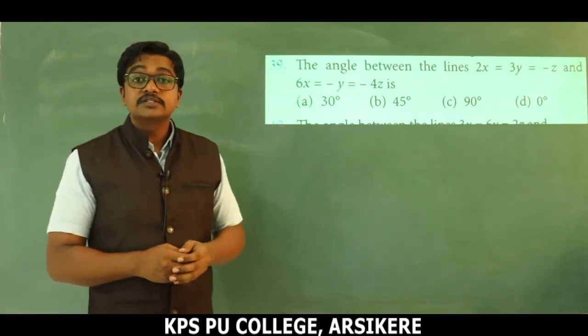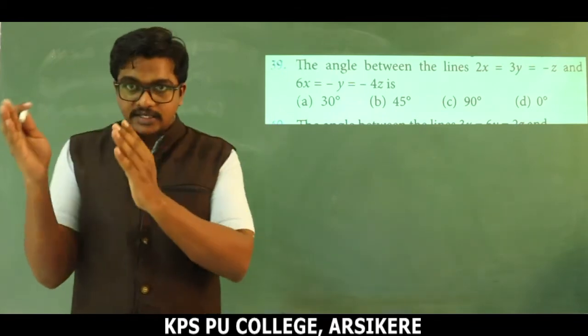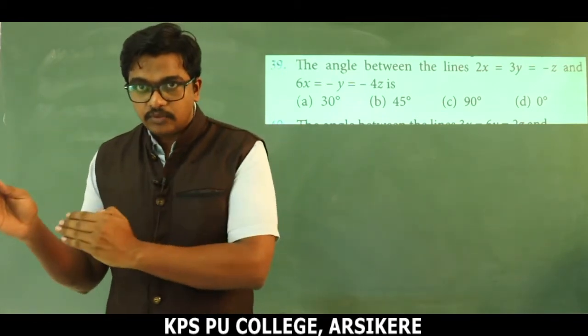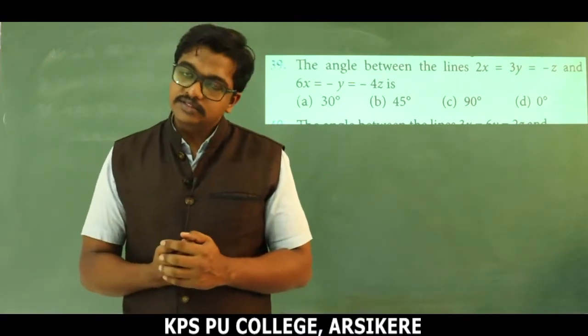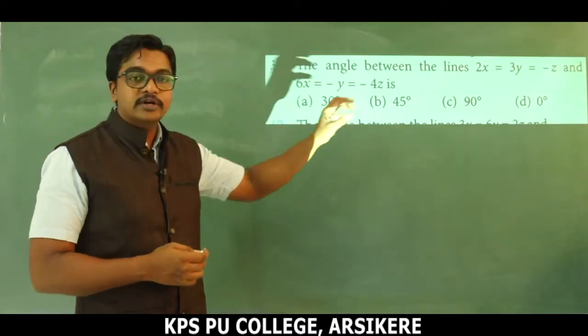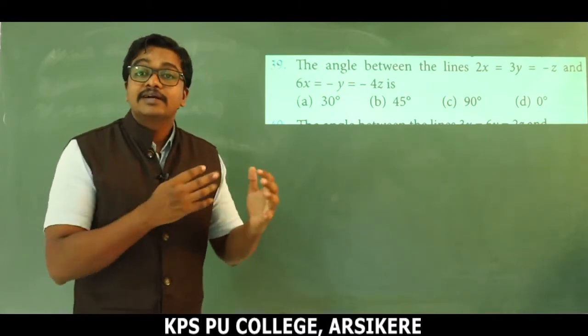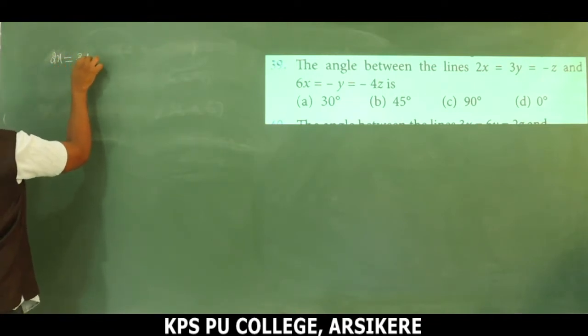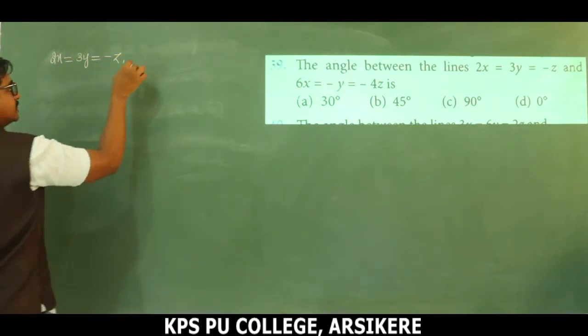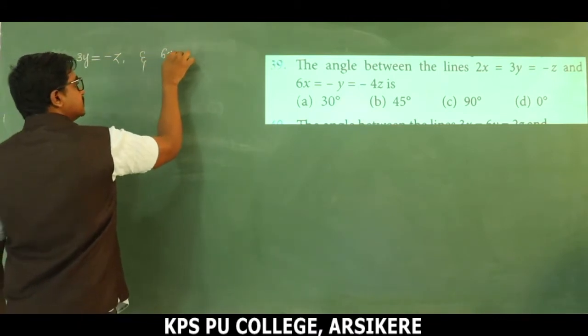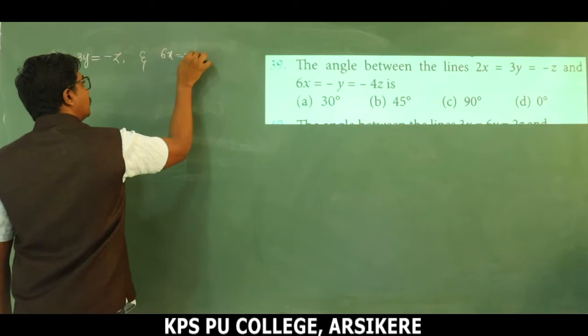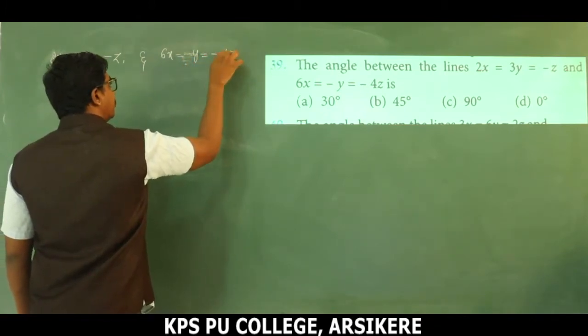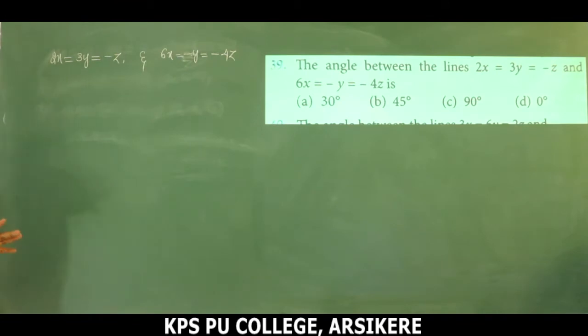The given lines are not in standard form. The standard form is x minus x1 divided by a is equal to y minus y1 divided by b is equal to z minus z1 divided by c. So before going to solve this problem, we have to convert the given equations of the lines to standard form. What is the first equation? 2x is equal to 3y is equal to minus z, and the second one is 6x minus y is equal to minus 4z. If we observe carefully here, 2x is equal to 3y is equal to minus z.